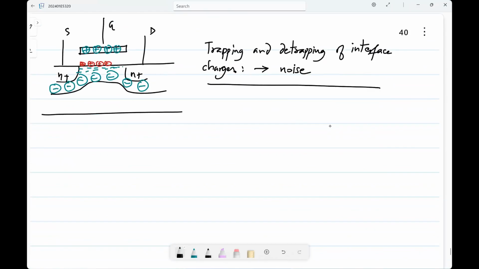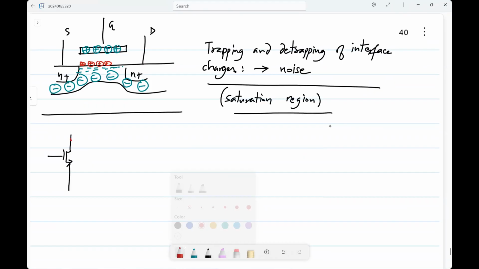This leads to noise. And this is basically relevant only in the saturation region, because it's only if you have some other current flowing, that is the inversion layer charges are moving, that is there is actually a current from drain to source, that the change in that number will also cause noise. If VDS is 0 in the triode region, this noise doesn't occur. So we'll just consider this only in the saturation region.